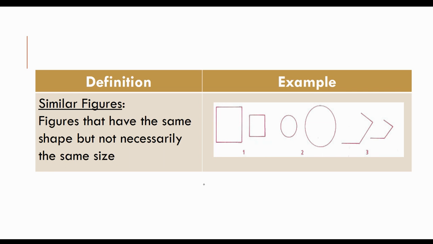Okay, so in the past, we've always talked about congruent figures, like congruent triangles, where they had to be the same shape and the same size. So similar means that the shape is the same, but their size might not be. So here's just a picture of several different figures that are definitely the same shape, but as you can notice, one is a little bit bigger than the other, so they're not the same size.